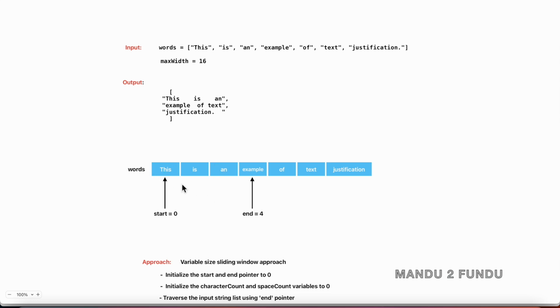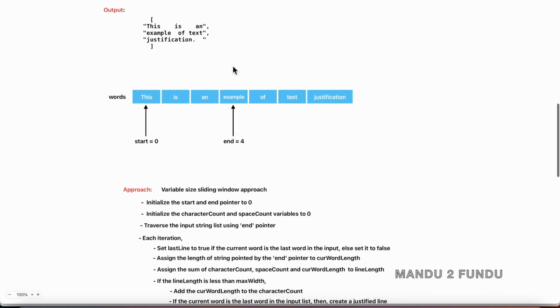And in the case where by including this word the total line length is equal to the max width, in that case after creating the justified line we have to advance the pointer to 1 past the current end pointer. So basically we processed this line, so the next line starts from the index end plus 1. Okay, so that's why the start pointer will be pointing here. We have to traverse the entire input array, and whenever we accumulate the max width number of characters in the line. So that's what I have written here.